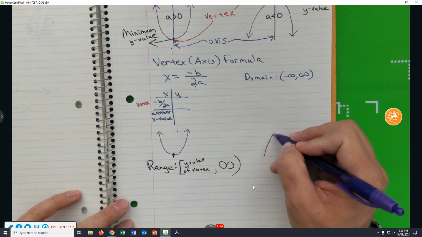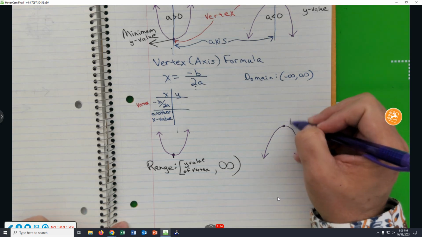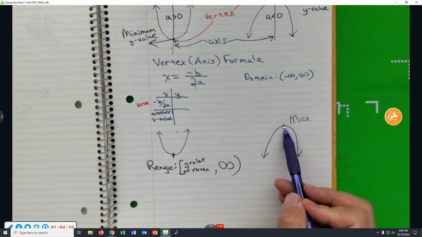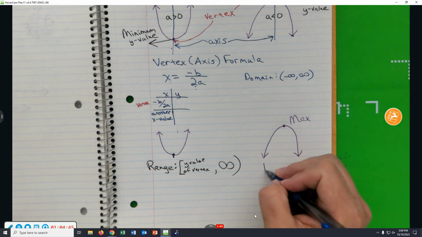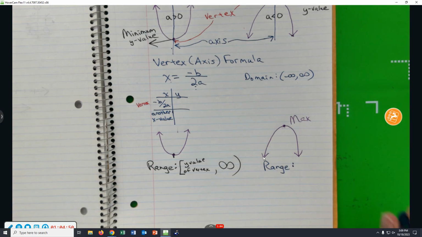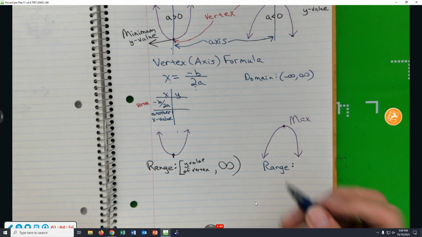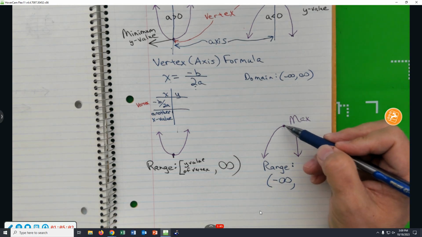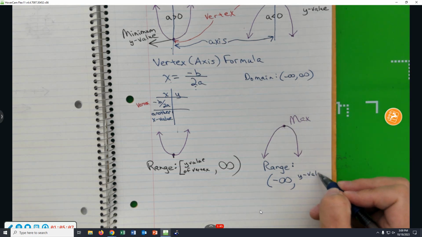Okay? If it's opening downward, we said that this thing is going to be a maximum. That's the maximum y value. That's the biggest y value on the graph, right here at this point. So the range, in this case, remember, interval notation has to go small to big. This thing is going down and down and never stops. So negative infinity, small, to the biggest y value, which is the y value of the vertex. So y value of vertex.